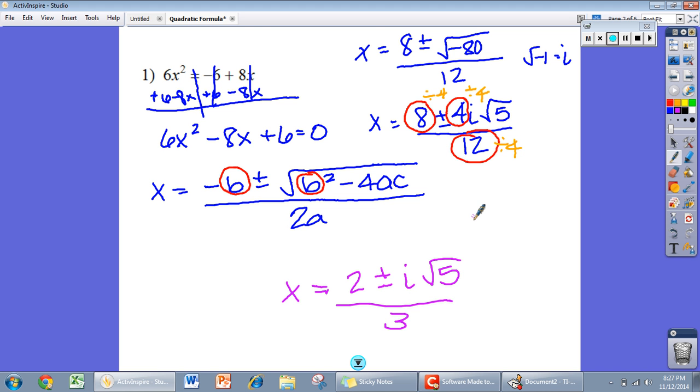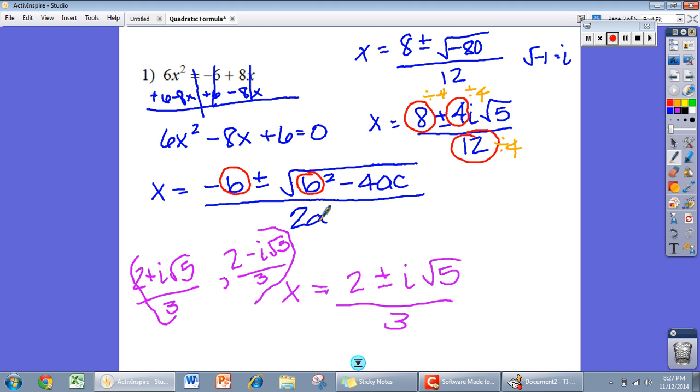So we actually have 2 solutions. This represents 2 plus i square root of 5 all over 3, and also 2 minus i square root of 5 all over 3. And those would be our 2 solutions to this first problem. Sorry about the sloppiness. I'll try to write a little smaller on the next slide. Alright, let's take a look at that one.